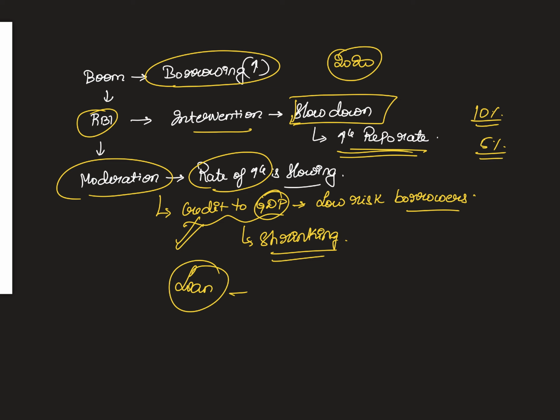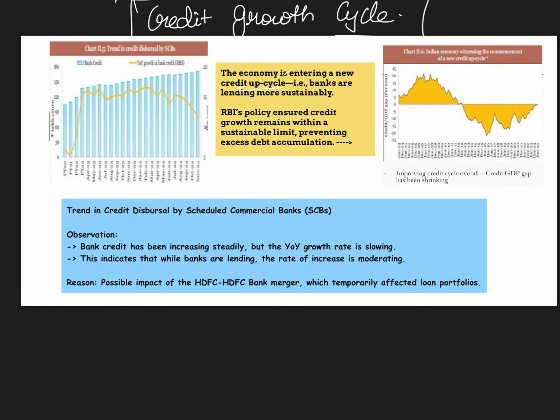You have to pay it back. And if you lose that ability, the economy will be at a loss. So this credit to GDP ratio, if it keeps on increasing, will keep the economy at risk. That is what this Economic Survey chart says.